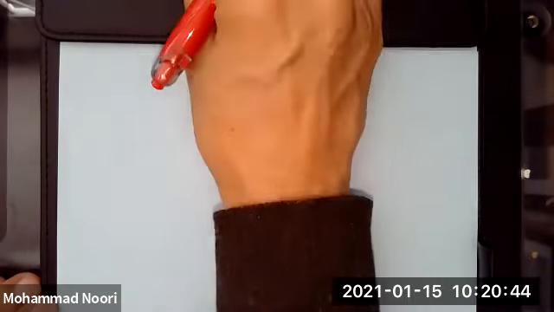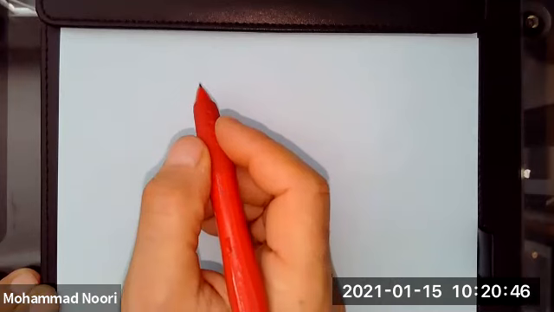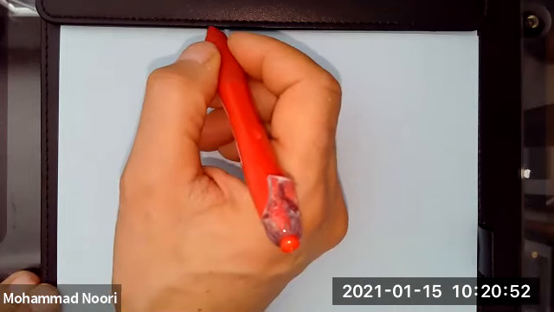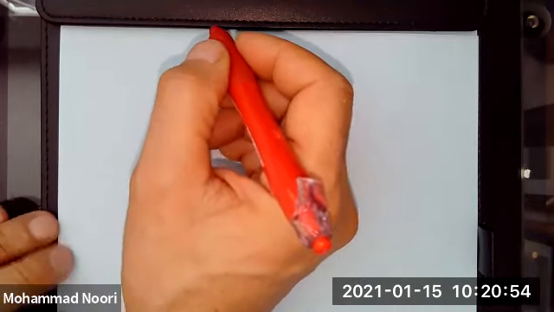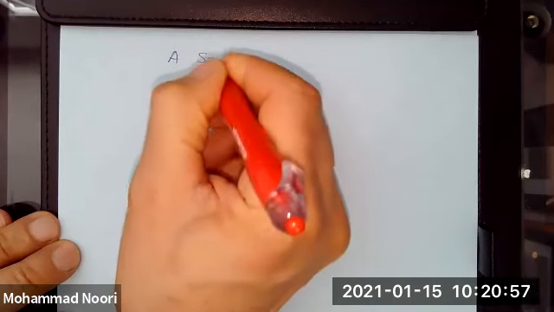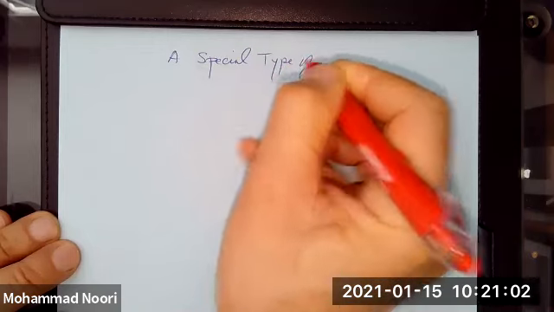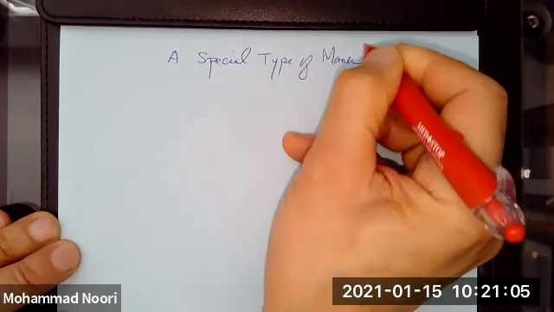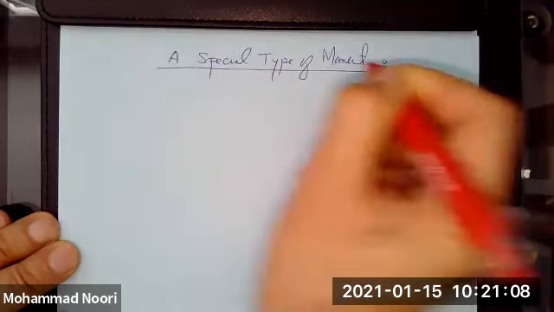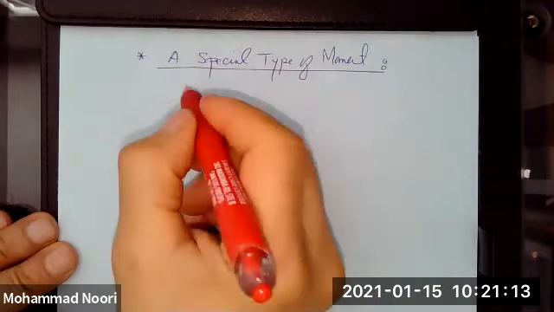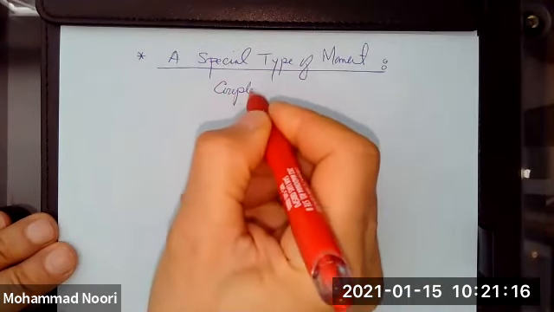So the last topic dealing with forces that we are going to introduce is what we call a system of coupled forces, which is a special type of moment. That's what we are going to introduce. So what we call a couple system.